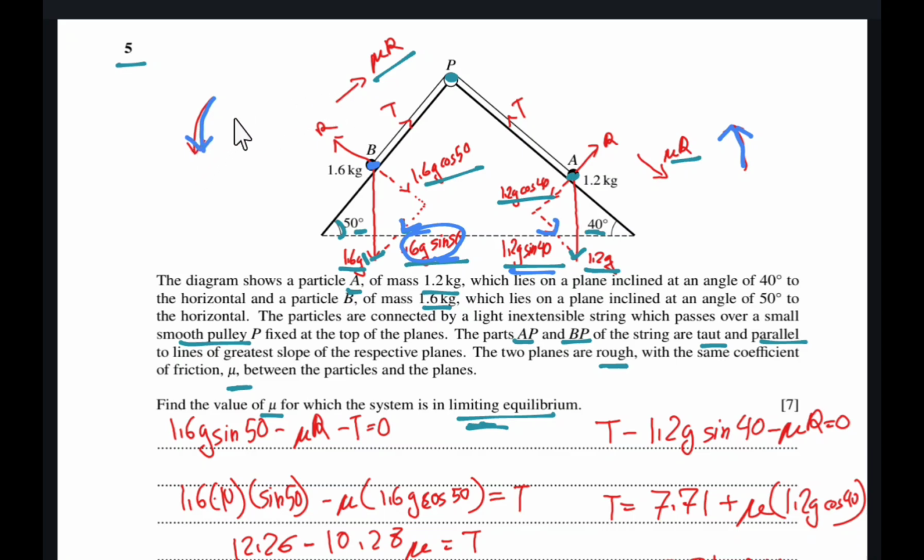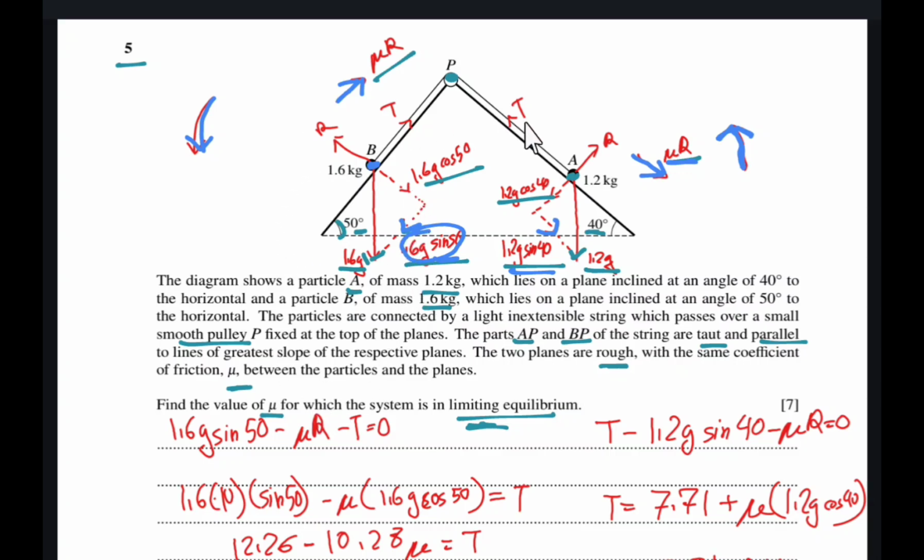Then, as we know that particle B is moving down, friction acts in the opposite direction to the motion. That means since the particle is moving down, the friction should act upwards. And for particle A, since it is moving upwards, the friction acts in the opposite direction of motion, so the friction would act downwards. We know the friction is mu R, where R is the resistive force that is equal to the vertical forces.